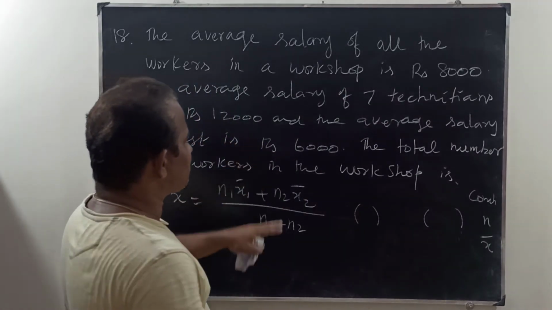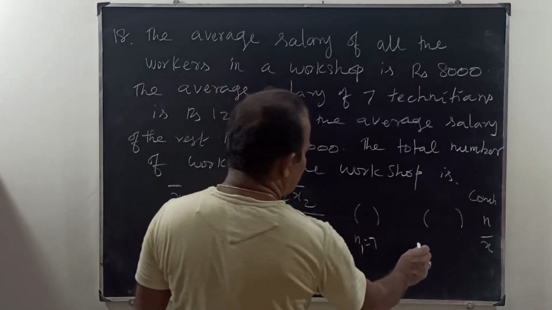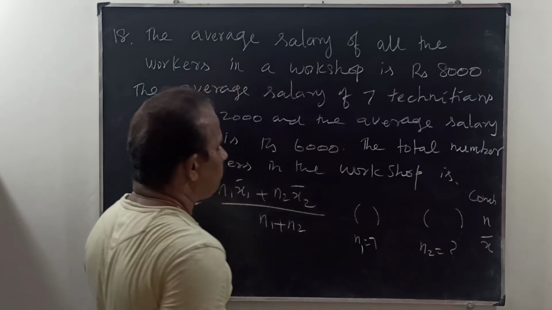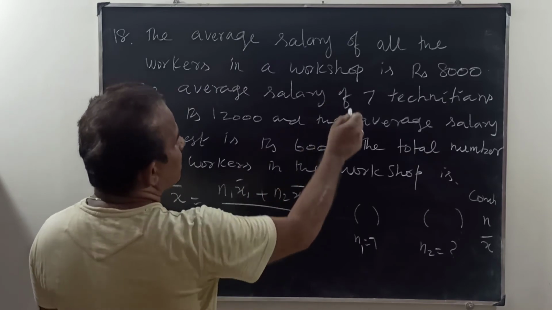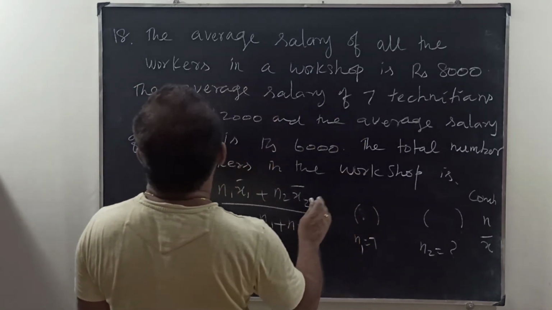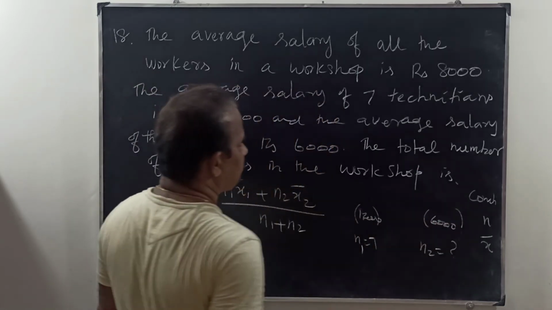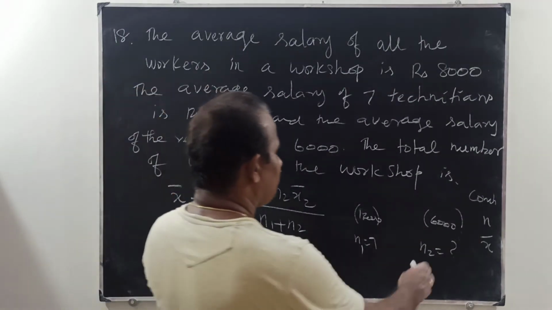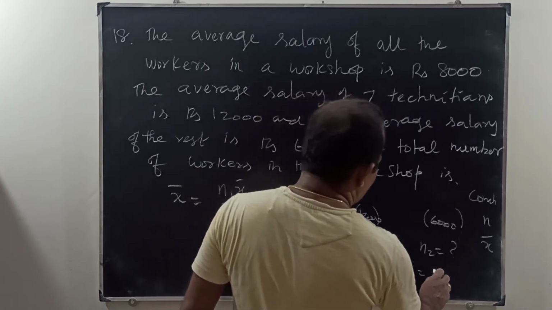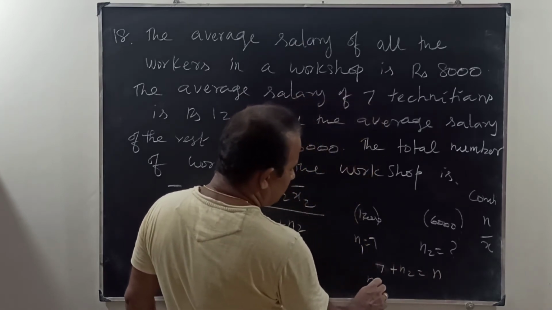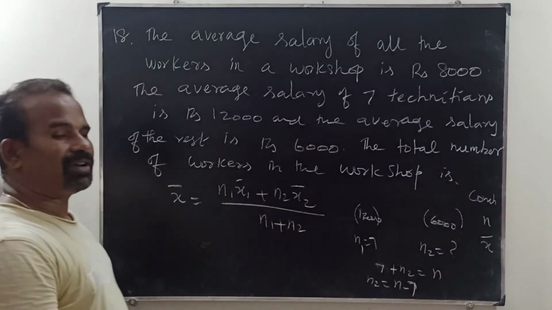Here the first group has 7 persons, so n1 is equal to 7, and n2 we do not know. The averages are 12,000 and 6,000, and the total is n. So n1 plus n2 is n, n1 is 7, therefore n2 is equal to n minus 7. So this is the concept.